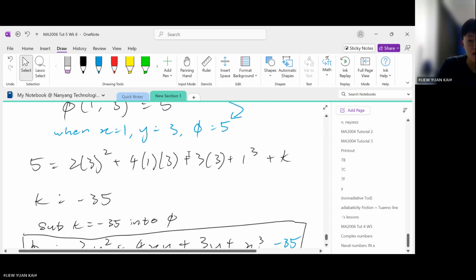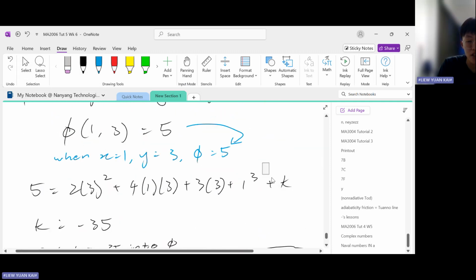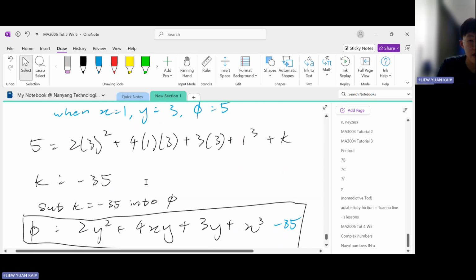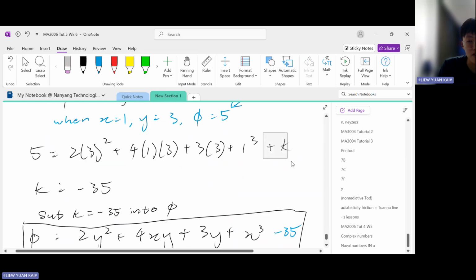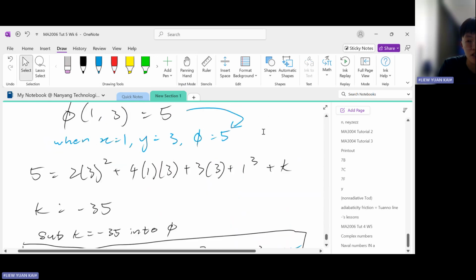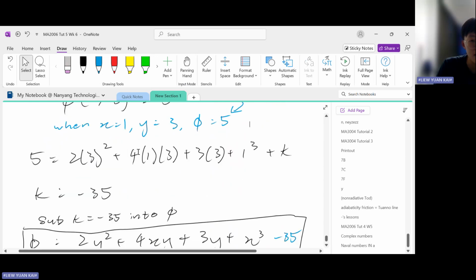You see? So don't forget, after you found phi, don't leave this blank. You must put this arbitrary constant plus k, so that when they give you a condition, this is what you call a boundary condition. Okay, actually it's just a condition. It doesn't have to be a boundary condition. So that when they give you this condition, then you can solve for that arbitrary constant k. So please put the k after you found your function.